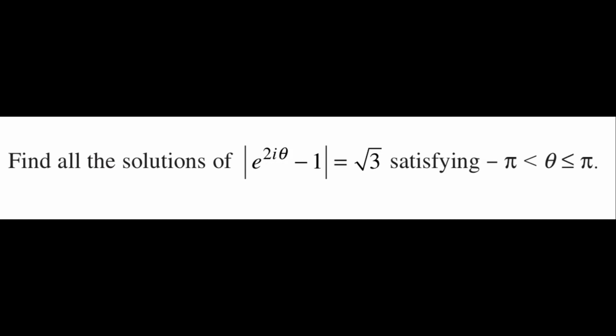For this question, a student has asked me to find all the solutions of the modulus of e to the 2i theta minus 1 equals root 3, where theta is between negative pi and pi. I should note that this question actually comes from the 2020 sample exam that NESA released for Extension 2 Math, and in particular it's question 12C.